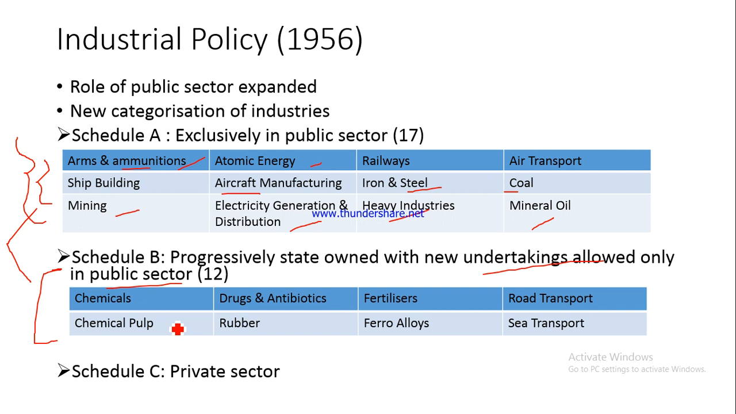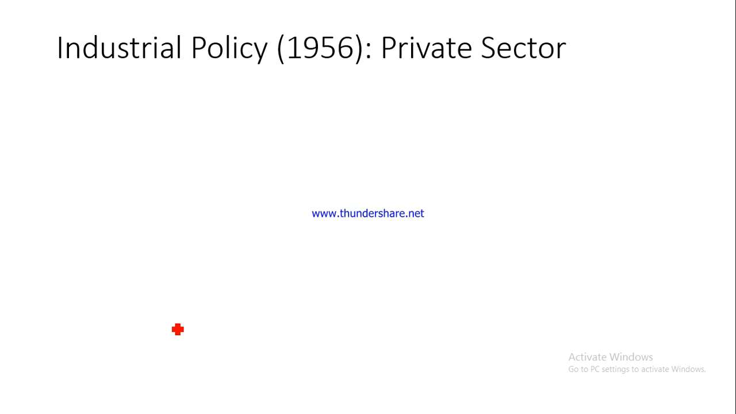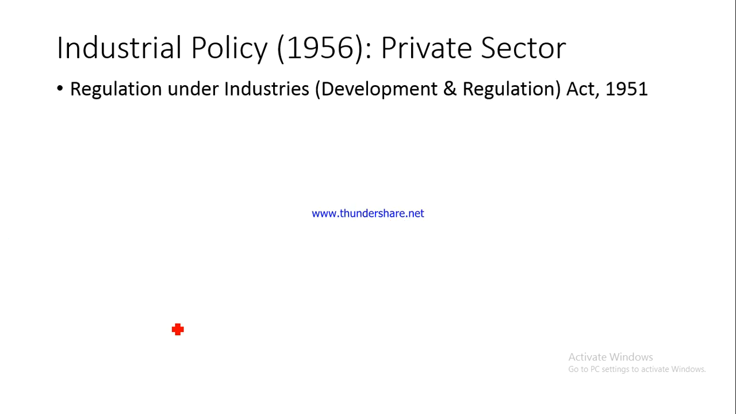Fine. Now let us look at some of the other provisions of the industrial policy of 1956. Industrial policy 1956, what were the provisions for the private sector? It was decided, and it was mentioned in the policy, that the private sector would be regulated as per the provisions under the Industrial Development and Regulation Act of 1951. We are basically not going into this particular act. This is not part of the syllabus. However, you can gain some information about this on the internet, on Wikipedia also.